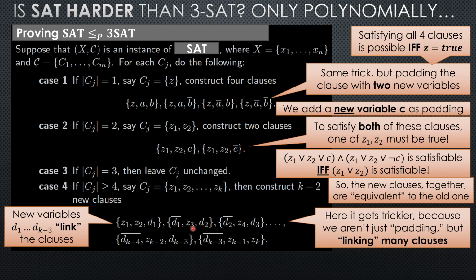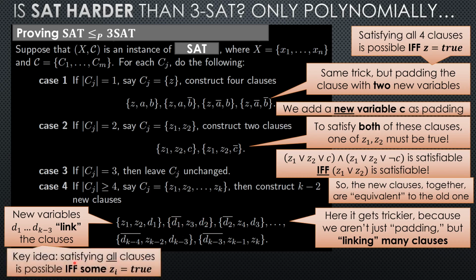And if you think about this second clause here with z3 in it, if z3 is false, then somehow one of these two, negative d1 or positive d2, is going to have to be true in order for this clause to be true. So somehow that's going to help us. The key idea is that we want to be able to satisfy all k minus 2 of these clauses if and only if some zi is true, because that's the case where we'll be satisfying this original clause. We want the original sat clause to be satisfied if and only if all of these clauses together can be satisfied.